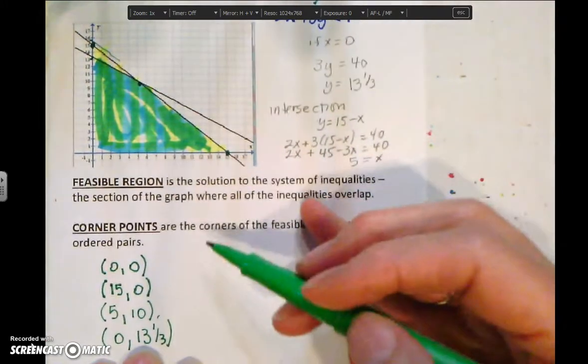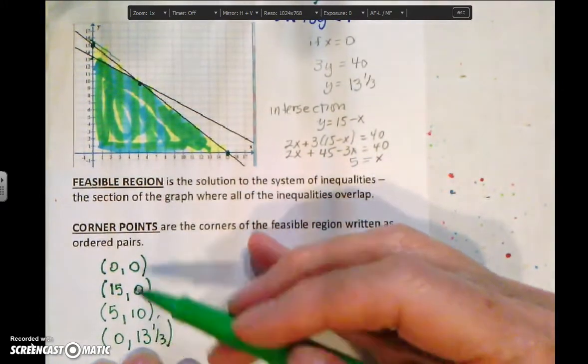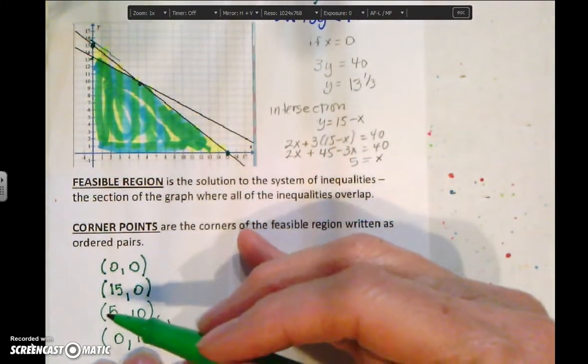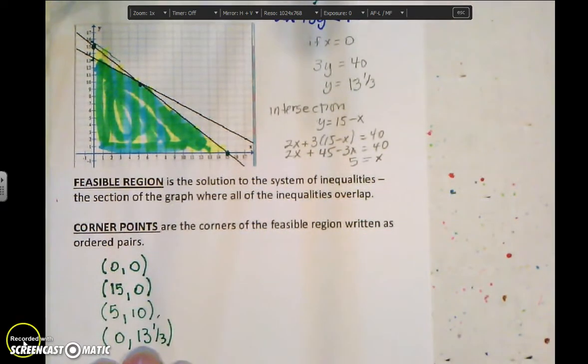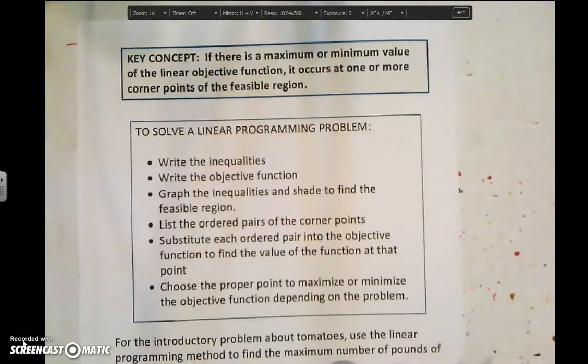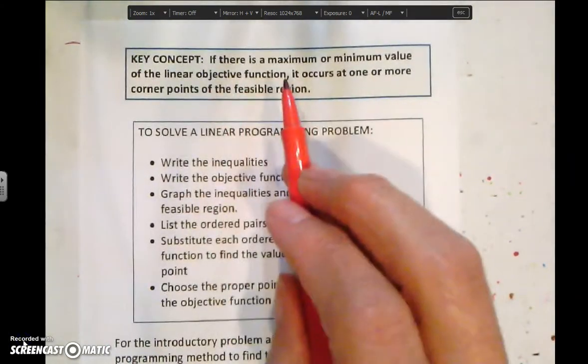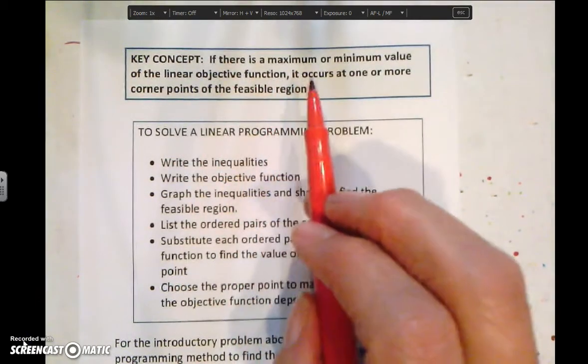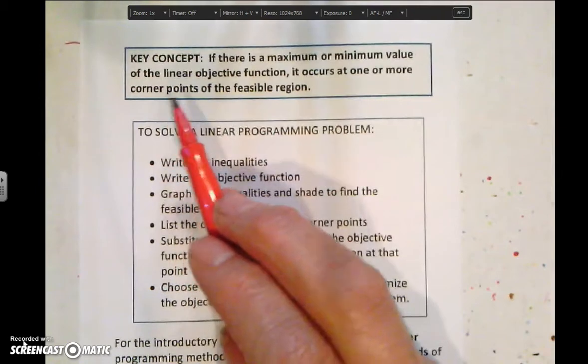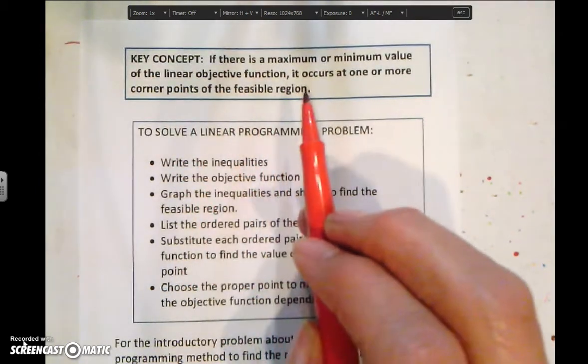So those are our corner points, and we're going to learn in our next set that the solution to our linear programming is going to occur at one of the corner points, and you know already that it occurred at 5, 10. Well, I'll show you how it happens without guessing. So the key concept is if there is a maximum or minimum value of a linear objective function, it will occur at one or more of the corner points of the feasible region.